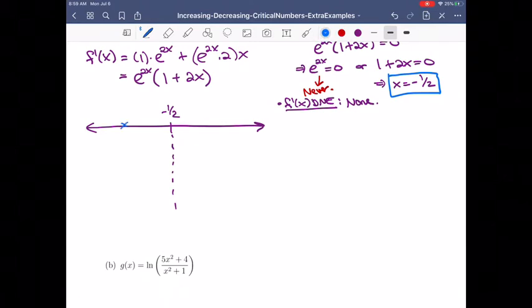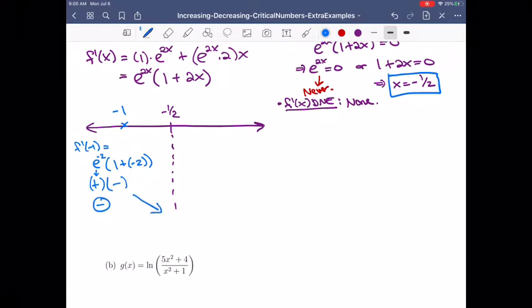So maybe let's start on the left side, maybe negative 1. So f prime of negative 1 is going to be e to the negative 2, times 1 plus 2 times negative 1. E to the negative 2, e to any power, is a positive number. Now 1 minus 2 is a negative number. So a positive times a negative is a negative. So we're going to be decreasing on that interval.